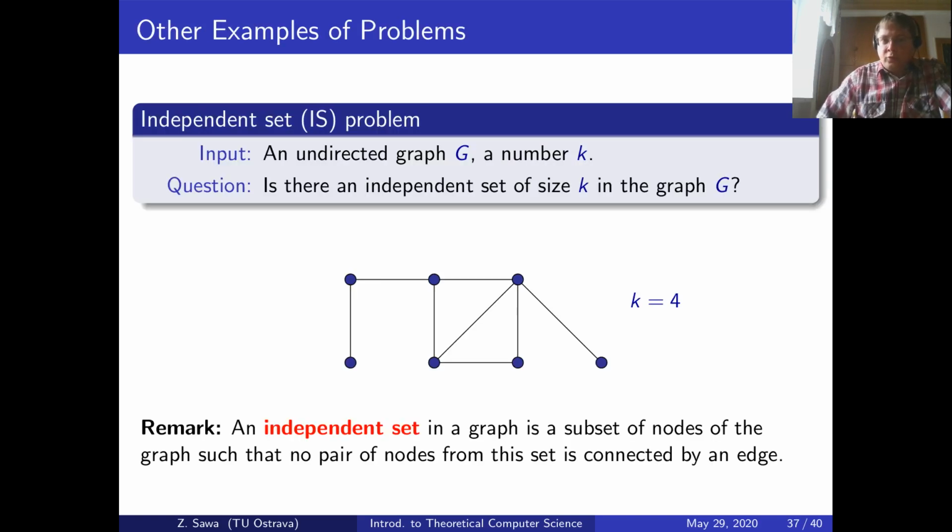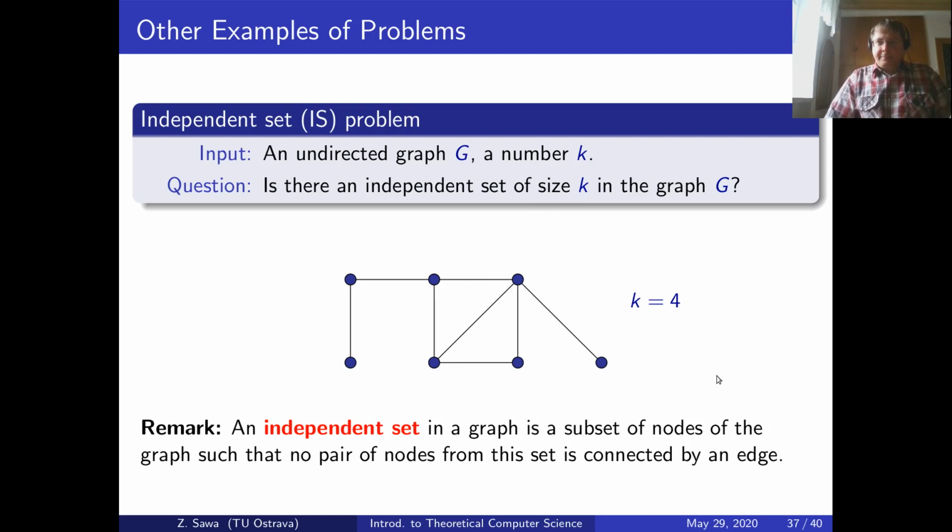Let's go to another example of a problem where no efficient algorithm is known. The problem is called the independent set problem. An input in this problem consists of an undirected graph and a number k, and the question is whether there exists in the given graph an independent set of size k. So for example, such a graph and the number k is 4.